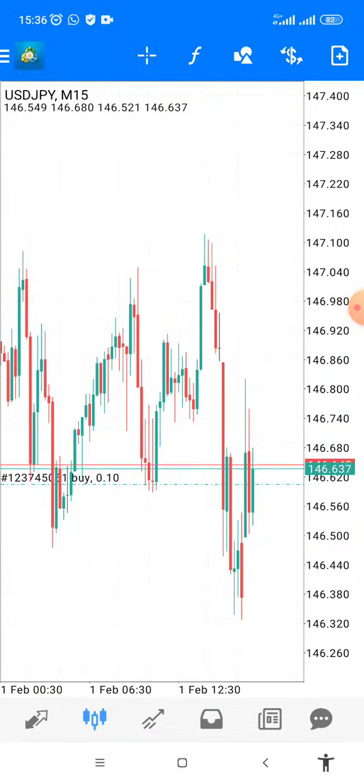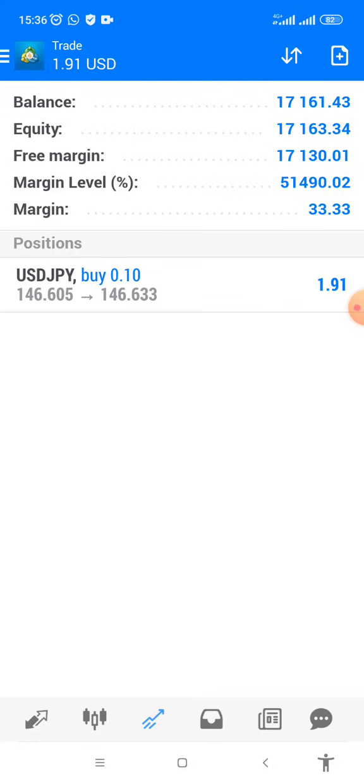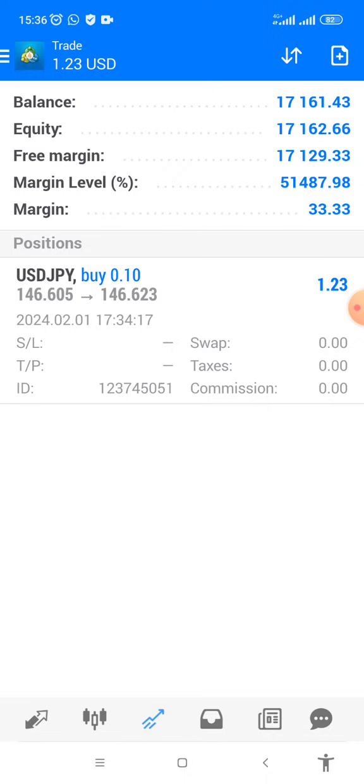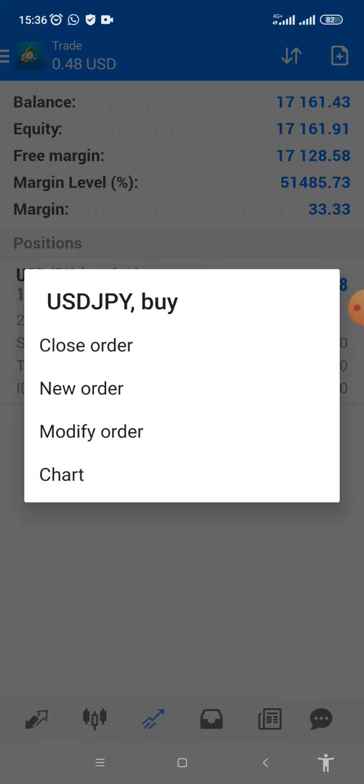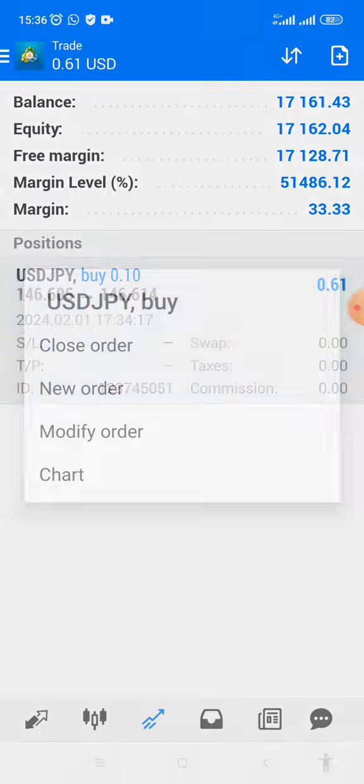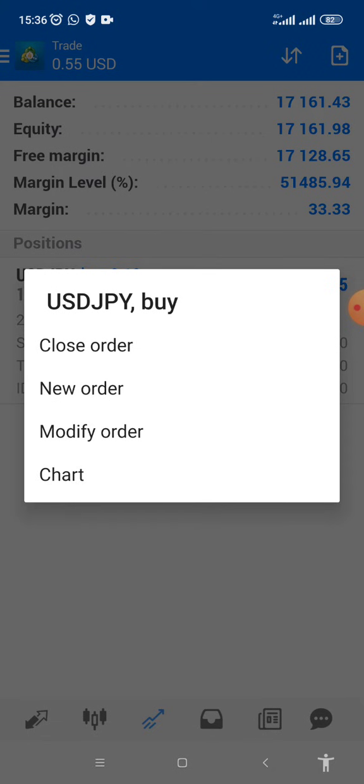So you come back to the trade. Then you go back to where the trade is running. This is where the trade is running. It's running in profit. So you click on the trade. You click and hold on the trade, and then there will be a pop-up.